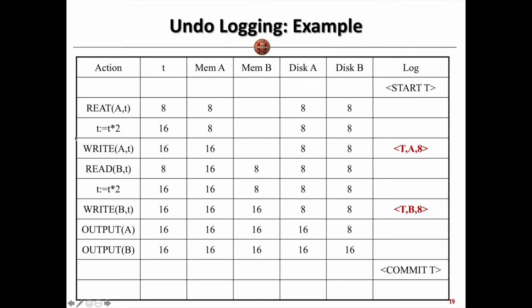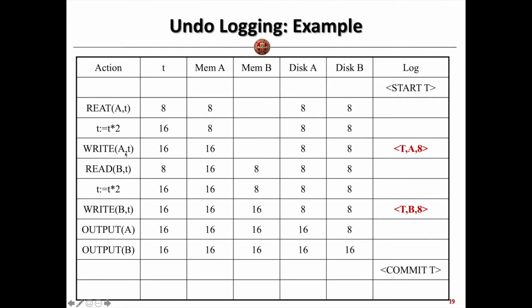And then let's do the read. We only log the writing actions in the log file, if you still remember. So for the read A, T, we have no entries for the log file. We only copy the value from memory A to the T variable, and we double its value. Nothing changes for the log file.